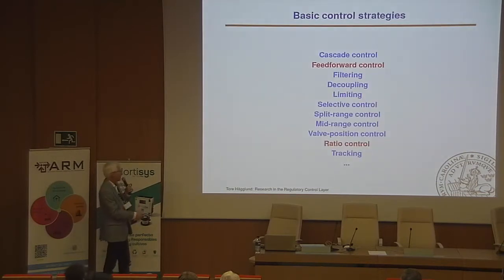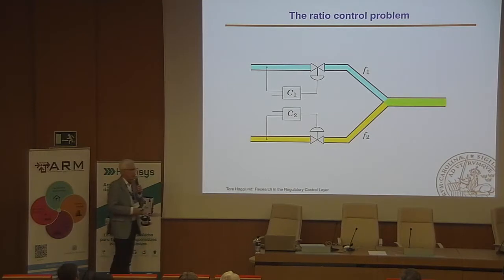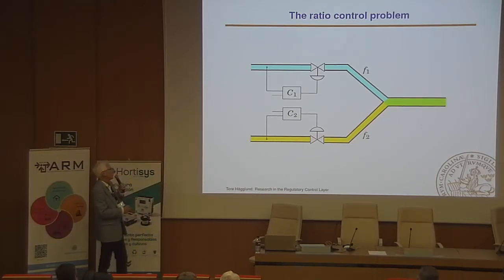Let's now go to the second example, ratio control. Ratio control means that you would like to keep the ratio between two signals, normally flows, at a certain rate. Suppose that you have a factory where you mix blue and yellow components to produce a green one. What you would like to do is to have the same ratio, the same color, all the time down here. You're of course also interested in the flow, but what I'm talking about now is when the most important topic is to keep the ratio.